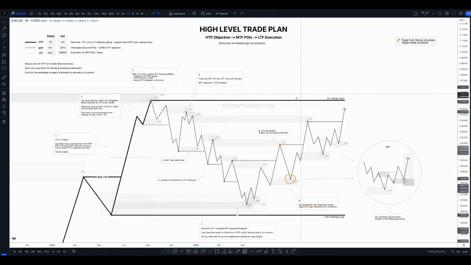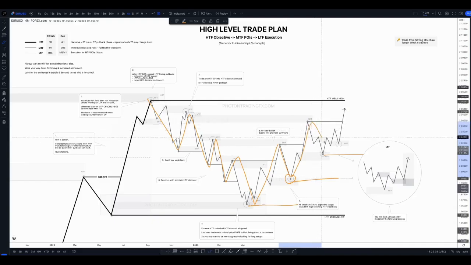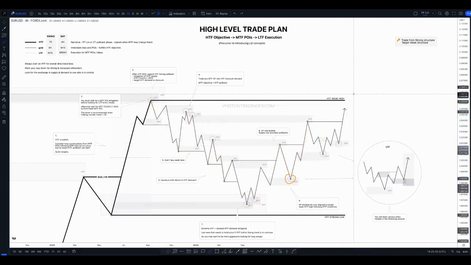Because remember, what do we expect with structure? That internal structure shifts bearish to facilitate the 4 hour swing pullback. Then when it shifts bullish, what do we expect? We expect these strong lows to hold, right? To be respected until we take out the high. And rinse and repeat, we get another M15 BOS, right?